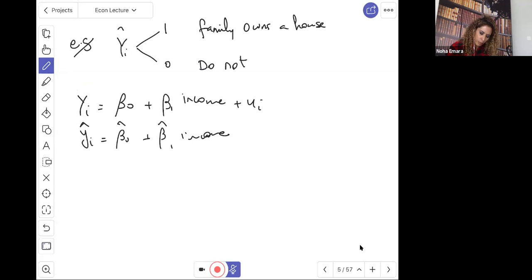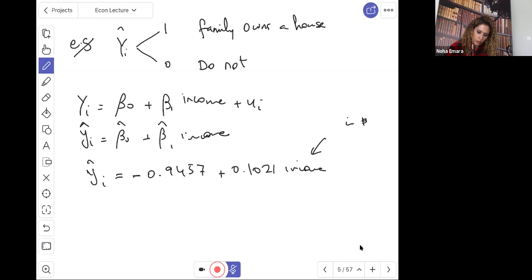And in terms of numbers, suppose that you got these numbers. You got yi hat is equal to negative 0.9457 plus 0.1021 times income, and assume that income is in thousands of dollars. Okay, so how can I interpret this?